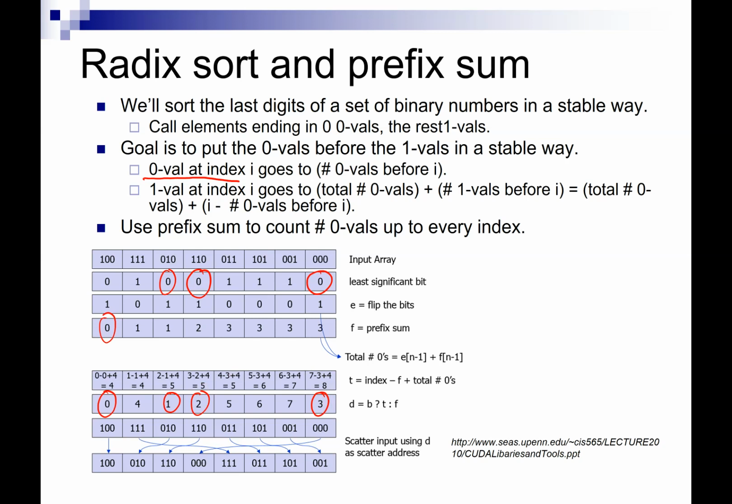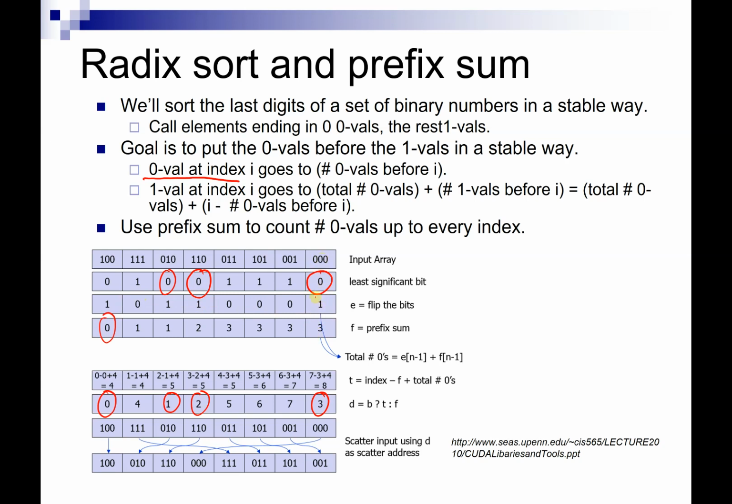And now we have to talk about the 1 values. The 1 values are a similar thing. However, notice that the 1 values have to come after all of the 0 values, because even the smallest 1 value has to come after all of the 0 values. So how do you know how many 0 values there are? Well, if you look at the final value of this prefix sum, whenever there's a 0 value, there's a 1 here. So this thing is equal to the number of 0 values before this final position.